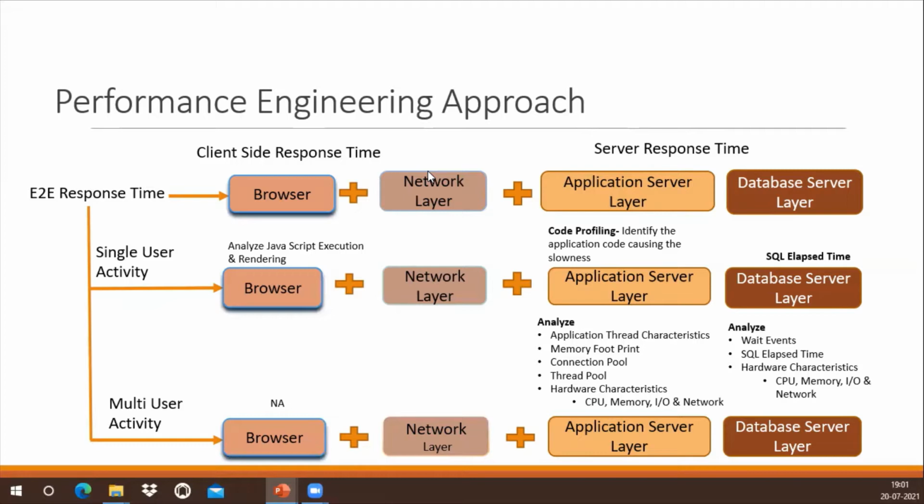And the network layer is the amount of time spent in the network. Client side response time is basically, when we load a page, there is some activity that happens on the client side, and we call that client side response time. Okay, we will see how we analyze when response times are high under single user activity and multi-user activity.